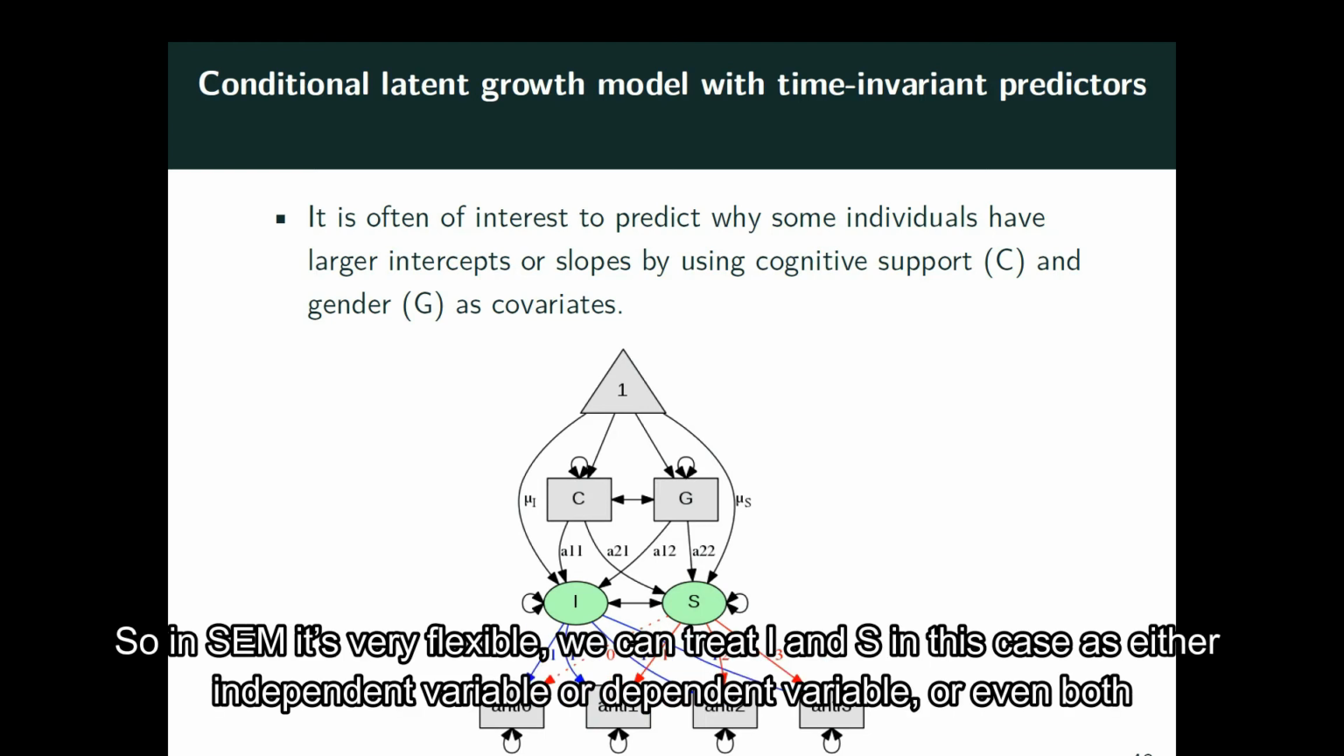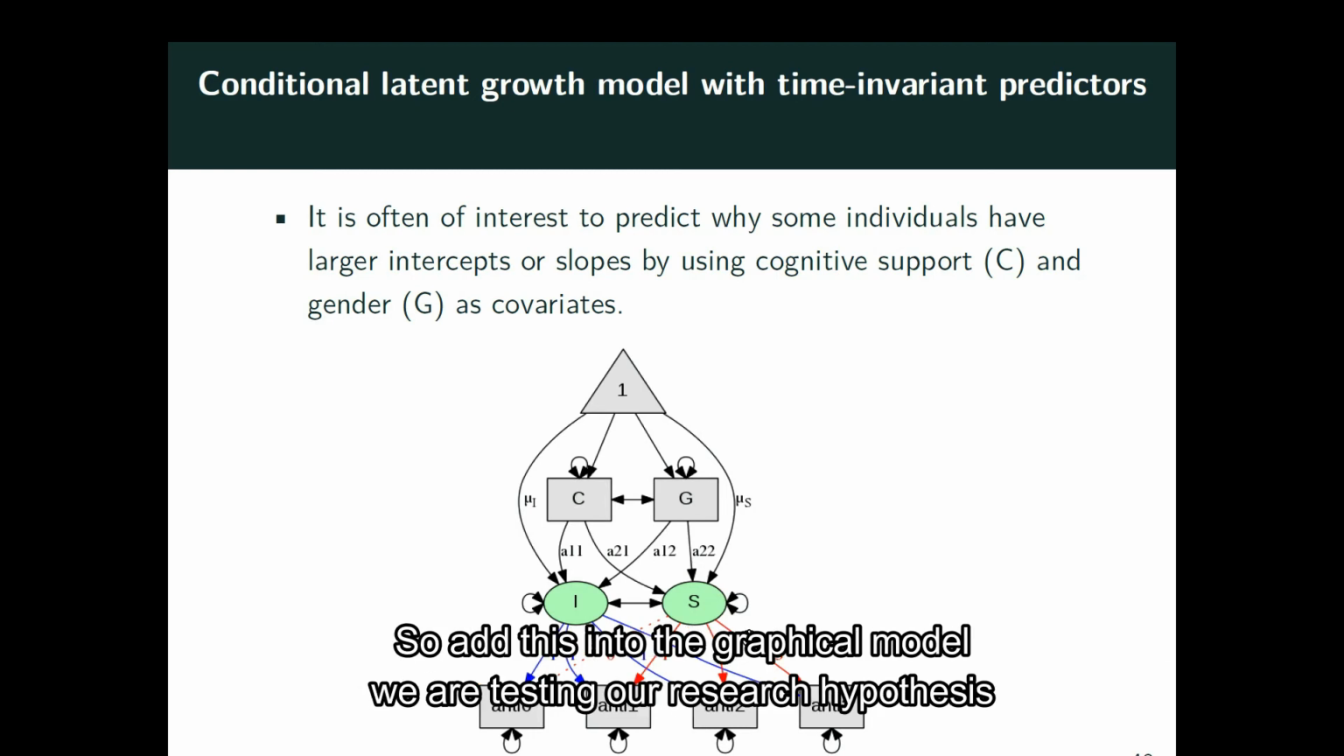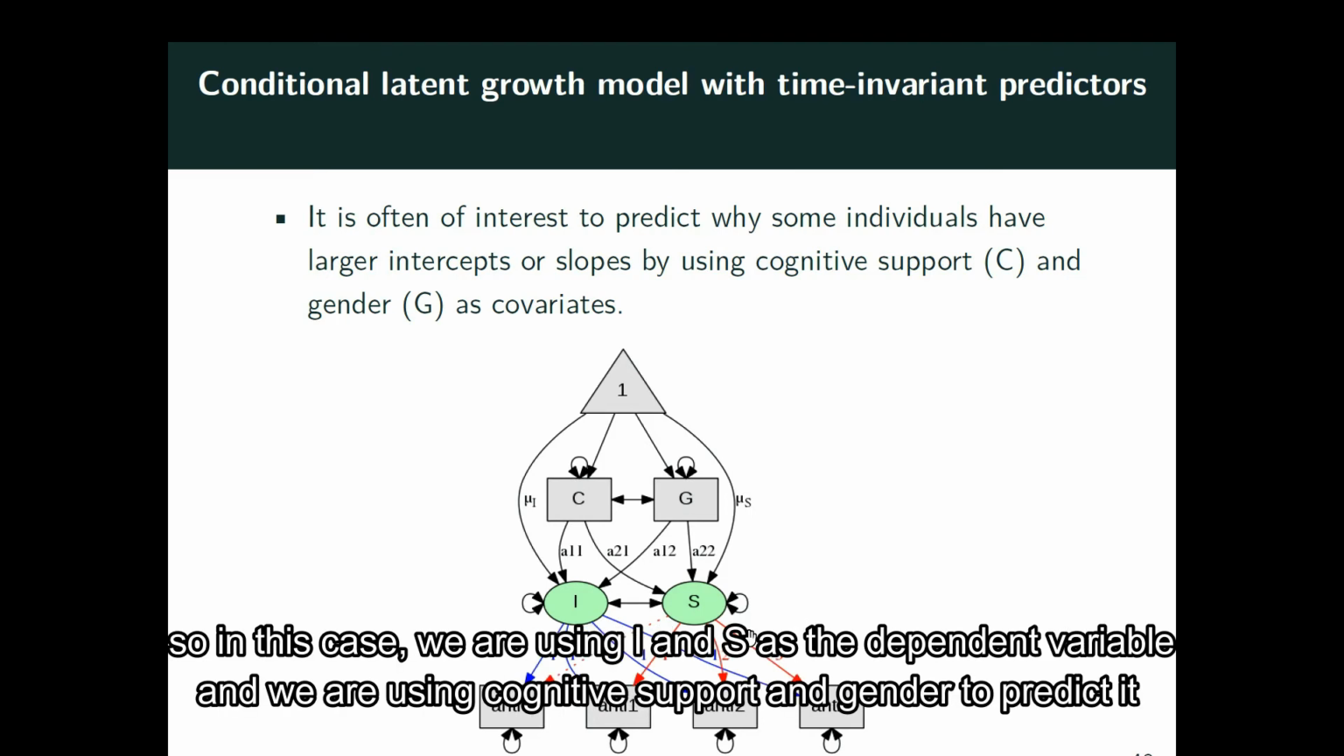Okay. So in SCM, it's very flexible. We can treat I and S in this case as either independent variables or dependent variables, or even both. Okay, so we can add this into the graphical model, and we are testing our research hypothesis. So in this case, we are using I and S as the dependent variables, and we are using cognitive support and gender to predict them.